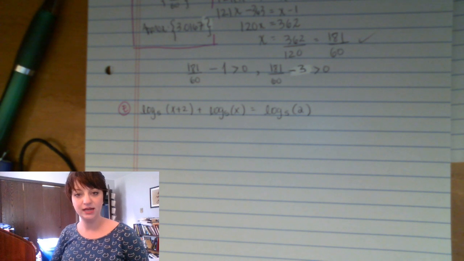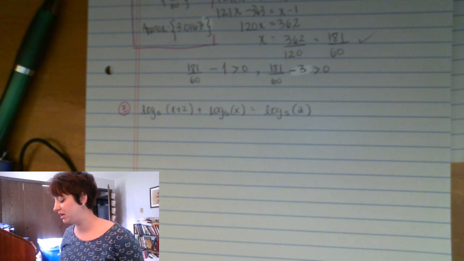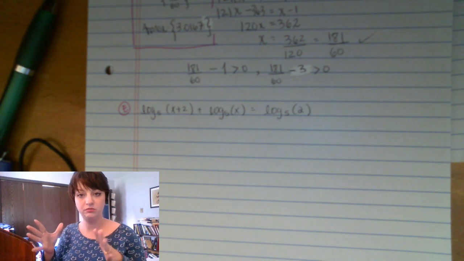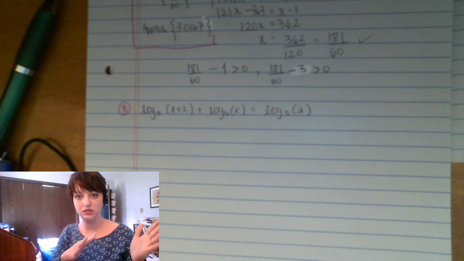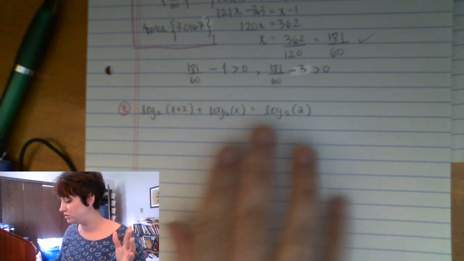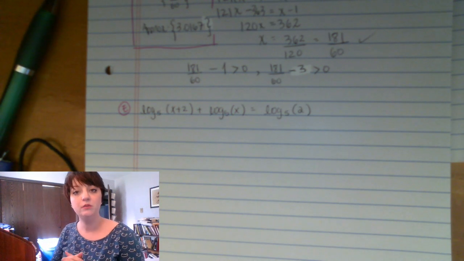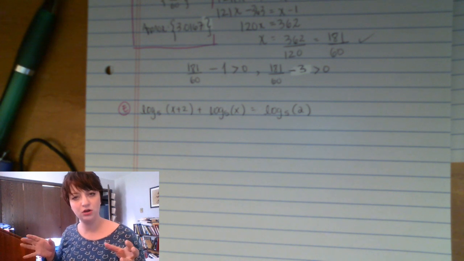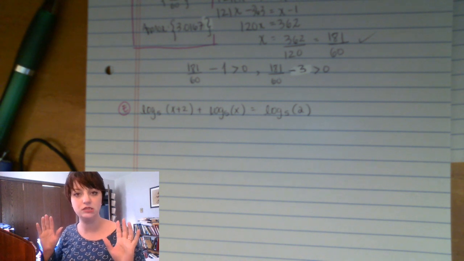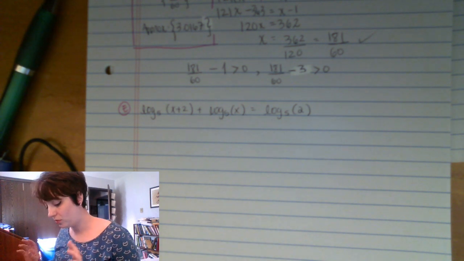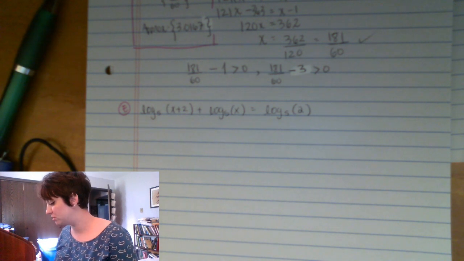The last type is going to be where there's logs on both sides. Now technically these problems can be done just like the ones that we did previously. You would just subtract this other logarithm over and then combine it. But because I have log equals log, what that's going to let me do is simplify the logarithms. So first I still want to combine.